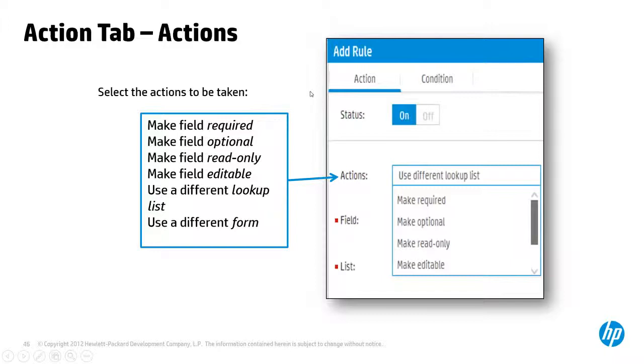Now, what types of actions are involved here? You can make a field required, you can make it optional, you can make it read-only, you can make a field editable, or you can use a different lookup list, or you can use a different form. These are the actions that can be taken.